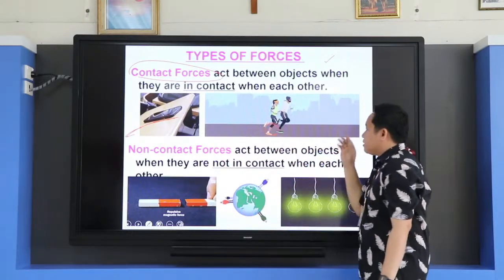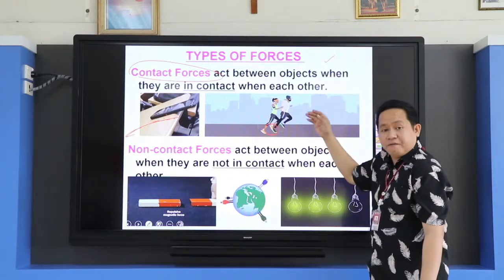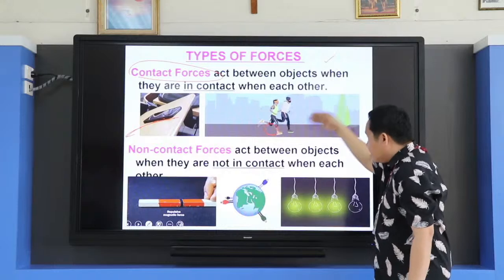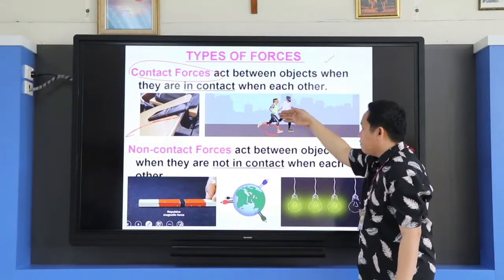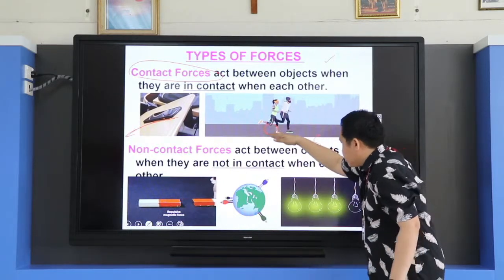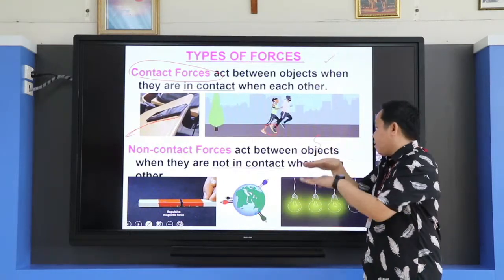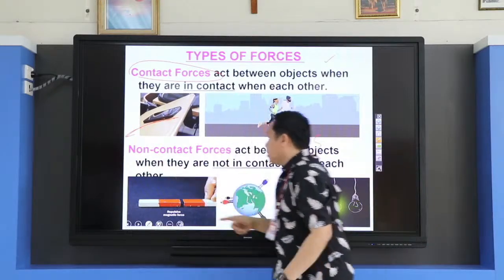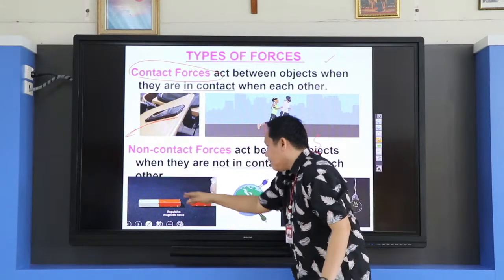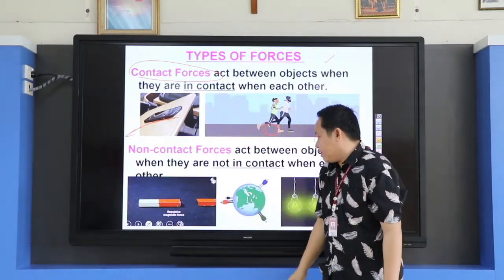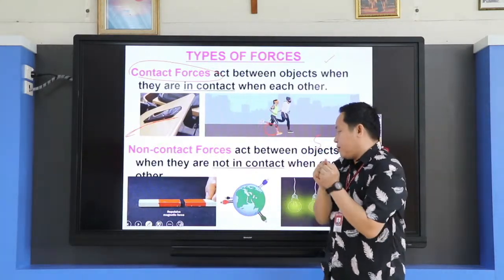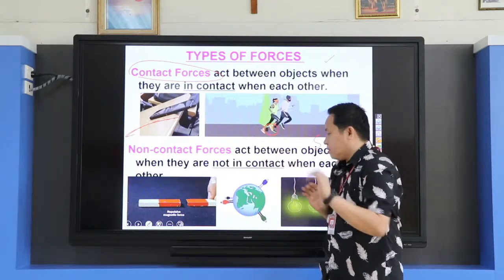The friction is between the shoes, not your feet, because the feet are not touching the ground. But still, there is a friction between your feet and the sole of your shoes. And your shoes have a friction with the ground. They are in contact. The second one is non-contact. They don't touch each other. But there is a force, just like this. What do you call this one? Can you still remember? These objects are metals and they can attract or they can repulse metals.